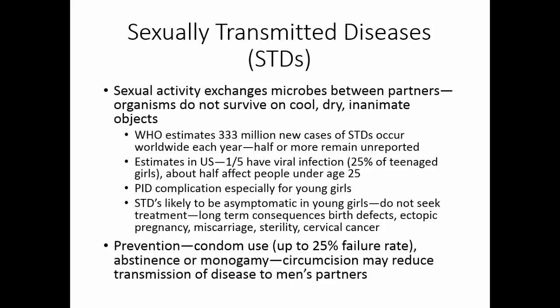However, there is up to a 25% failure rate with condoms. Abstinence is the best policy, or monogamy, having only one sexual partner. There is some evidence that circumcision may reduce the transmission of disease from men to their partners.